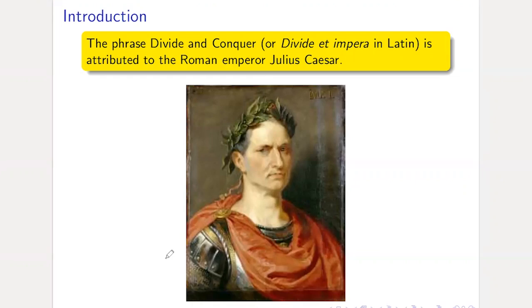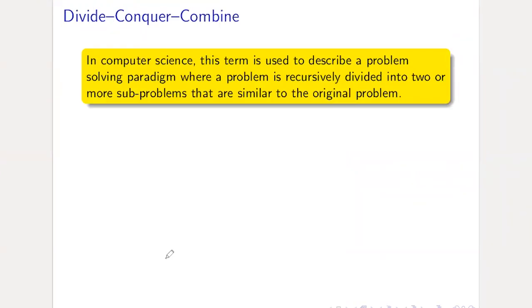Just like any story from history, you should make up your own mind, right? Moving on, in computer science, what we do is actually divide, conquer, and combine. So we would take a problem and recursively divide it into sub-problems, two or more. These sub-problems are quite similar to the original problem. So that's the basic approach, or the paradigm.